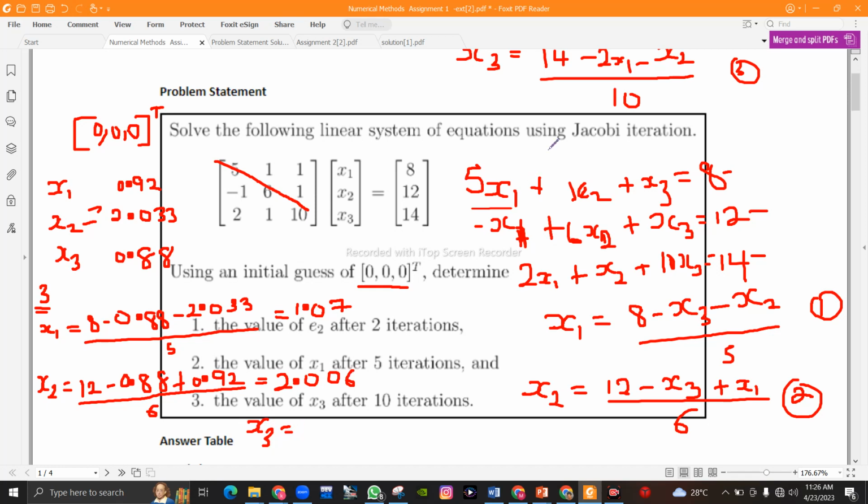Same way, we get our x3. Our x3 is 14 minus 2 times x1. x1 is 0.92, minus x2. What's our x2? Our x2 is 2.033, divided by 10. If you calculate this for x3, you should get 1.013. So this is our value after the third iteration. This is our new x1, our new x2, our new x3.